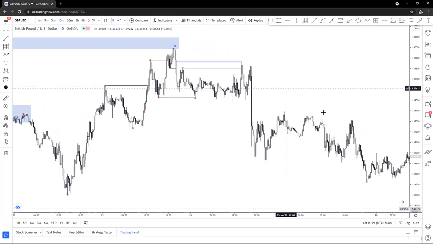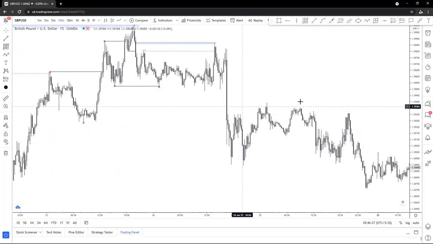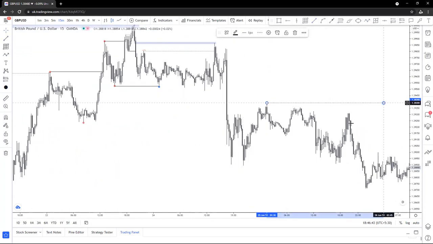Now, what they did with liquidity, because now they have a reason. Now they have a reason to go higher. You see that? Can you explain it one more time?